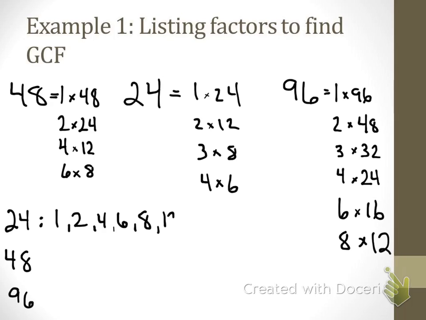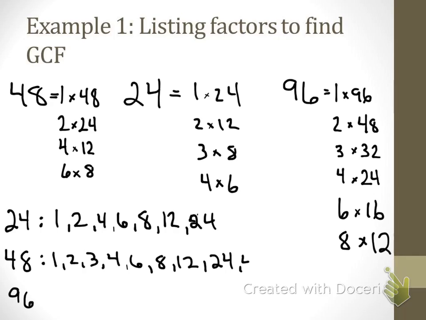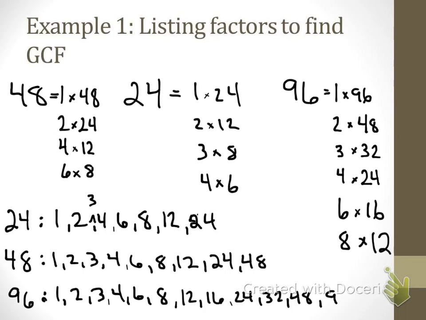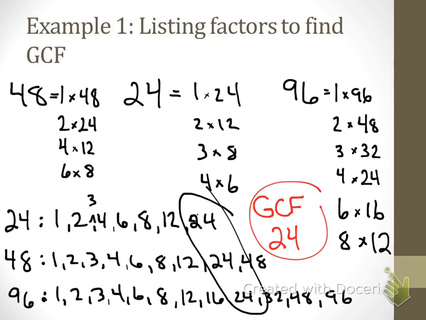Alright, so let's list out our factors. 1, 2, 4, 6, 8, 12, 24, 48. Listing them out. Now that I have all my factors listed out, I'm going to see what my common factors are. Well, I've got 2's in common, and 3's in common, and 4's in common, but what's the biggest number that I have in common, Larry? 24. So my GCF is 24. Whenever I'm using factors to determine GCF, I don't have to do any math. I just look for the biggest factor once I list out my factors.